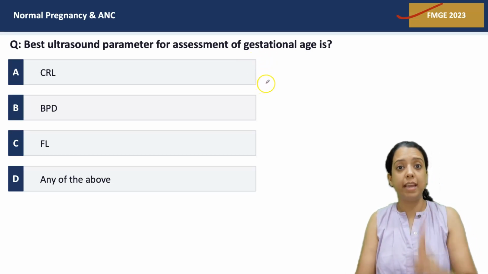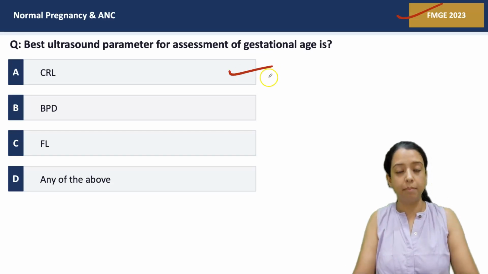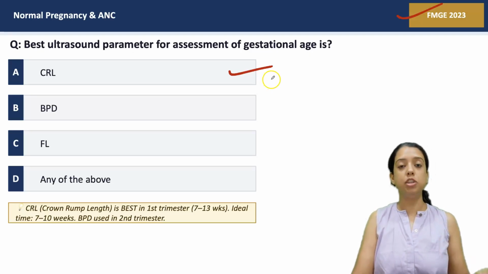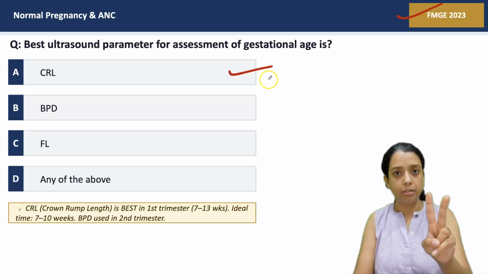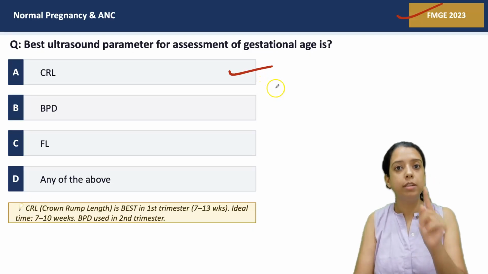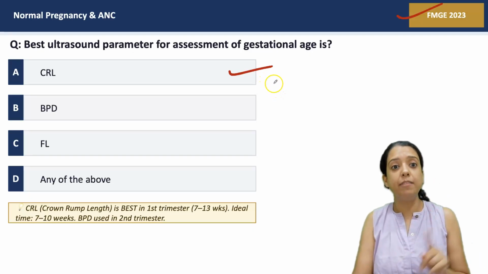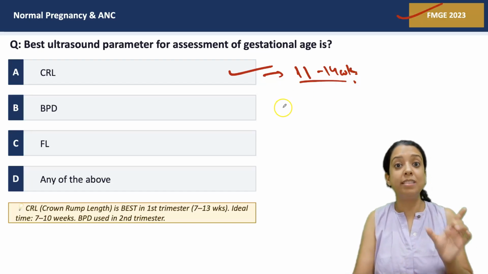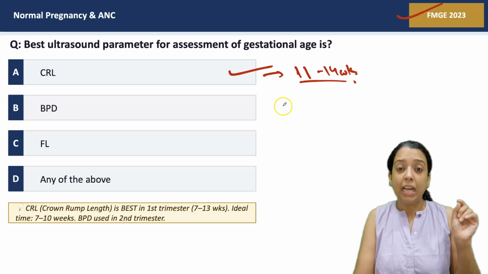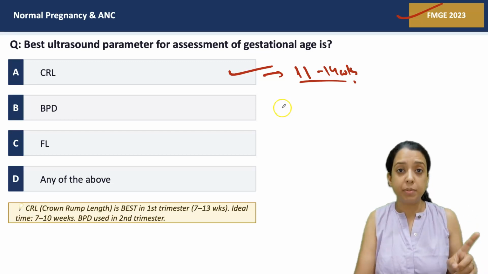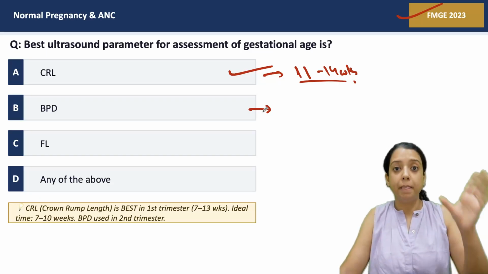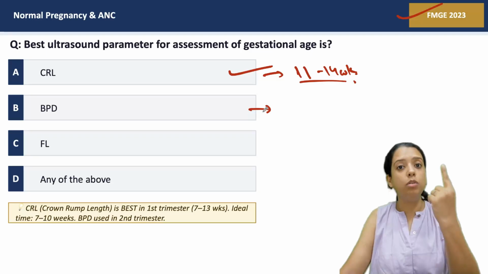Remember, for assessing gestational age, the best parameter is always crown rump length. CRL is the best parameter. Now, if the question specifically mentions the best parameter in the second trimester, CRL is not used in the second trimester. CRL is used only from 11 to 14 weeks. Beyond that, in the second trimester, the best parameter is BPD. Overall, the best parameter is crown rump length.